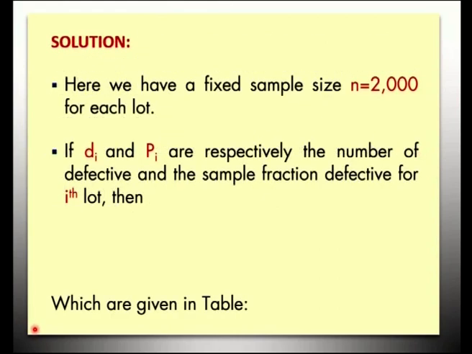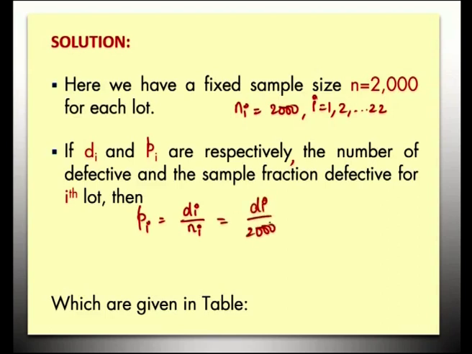Here we have fixed the sample size. We have fixed sample size n equal to 2000 for each lot. ni is equal to 2000 for i equal to 1, 2, etc., up to 22. If di and pi are respectively the number of defectives and the sample proportion defective for the ith lot, then according to the formula pi is equal to di by ni. Since ni is the same for all, it is di by 2000 for i equal to 1, 2, etc., up to 22 lots.